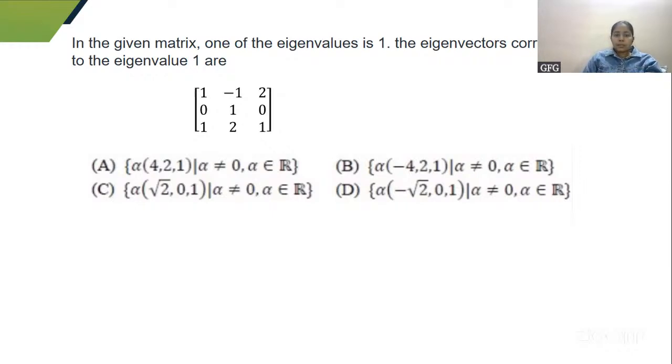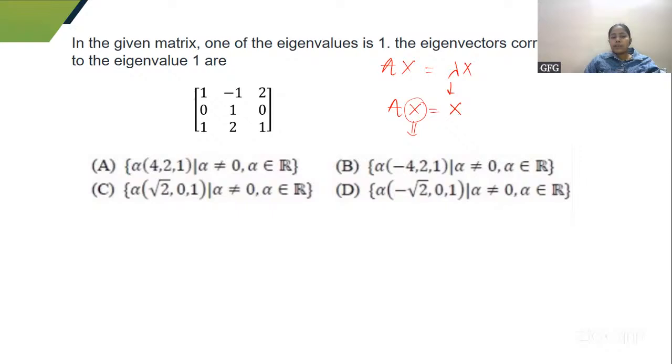If you know the formula to solve for an eigenvector, it is basically Ax equals lambda x, where lambda is my eigenvalue and x is my eigenvector. Here they have already given me the eigenvalue as 1, so Ax equals x. So I have to find that particular vector which, when I multiply the matrix A by it, gives me x.